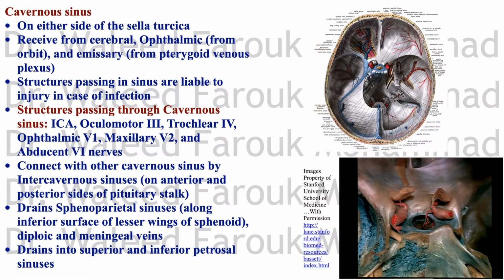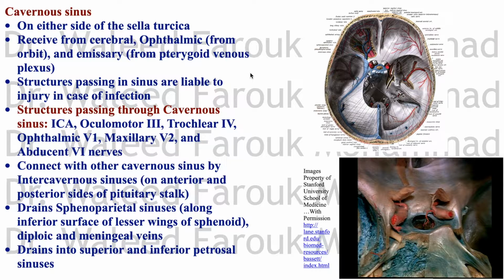Okay? The cavernous sinus is the one you see here on both sides of the sella turcica. Sella turcica means the Turkish saddle, because it's saddle shaped and it has the pituitary gland, or the hypophysis, in it, and it receives from the ophthalmic vein and the sphenoparietal vein. As you can see here, this is the ophthalmic vein, the sphenoparietal vein, and it receives also emissary veins from the pterygoid venous plexus in the infratemporal fossa. Remember the pterygoid venous plexus in the substance of the lateral pterygoid muscle mainly.